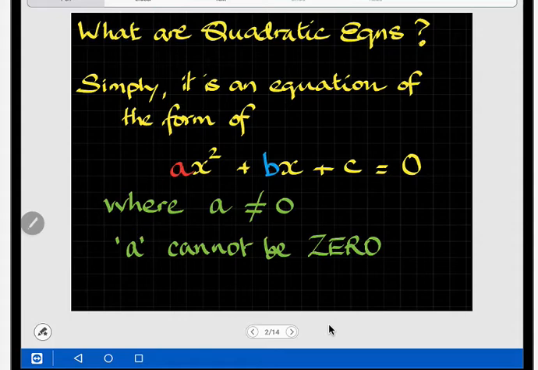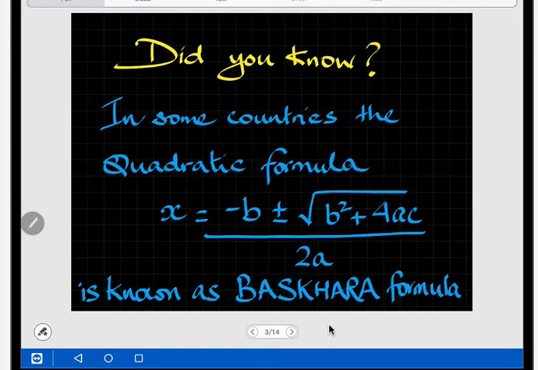Fine. And before I start, did you know in some countries the quadratic formula, x is equal to minus b plus or minus square root of b squared minus 4ac divided by 2a, is known as the Bhaskara formula. Bhaskara was an Indian mathematician, by the way. Okay, so let's move on.